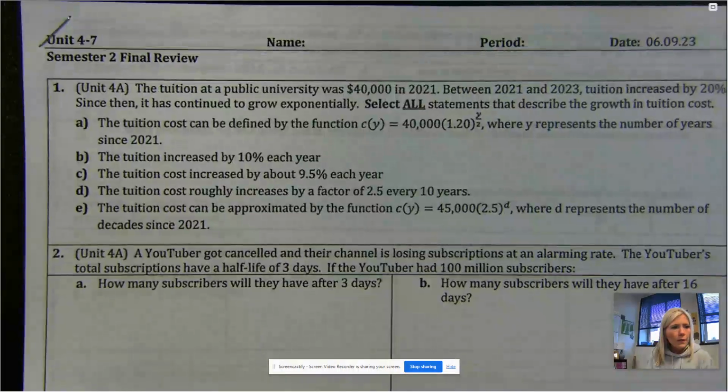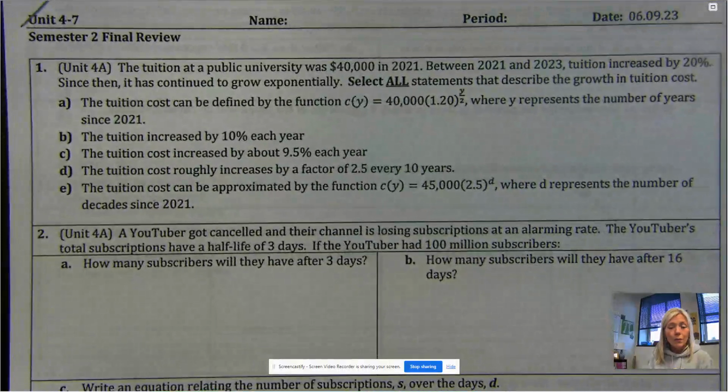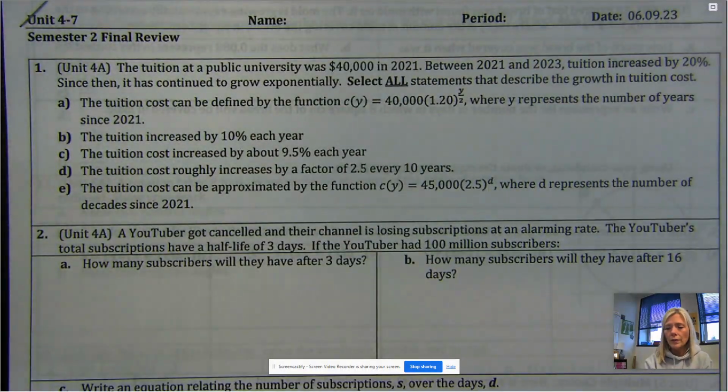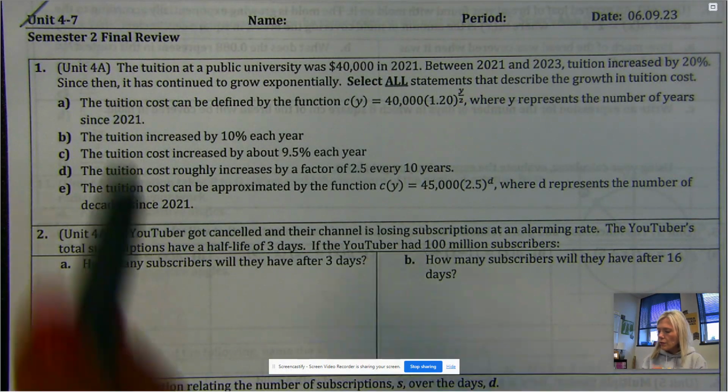All right, so let's look at some questions from Unit 4 on your review for the final. Unit 4 was on exponential functions and logarithms. And so let's get started. All right, so question number 1.